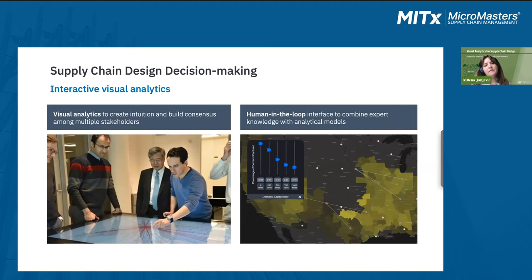The second thing that we do is we use what we call human in the loop analytics, which is basically allowing interfaces between our quantitative models and the decision makers through these interactive interfaces. So in the example that you can see here on the slide, you can see one screenshot from a visual analytic tool that we have developed.